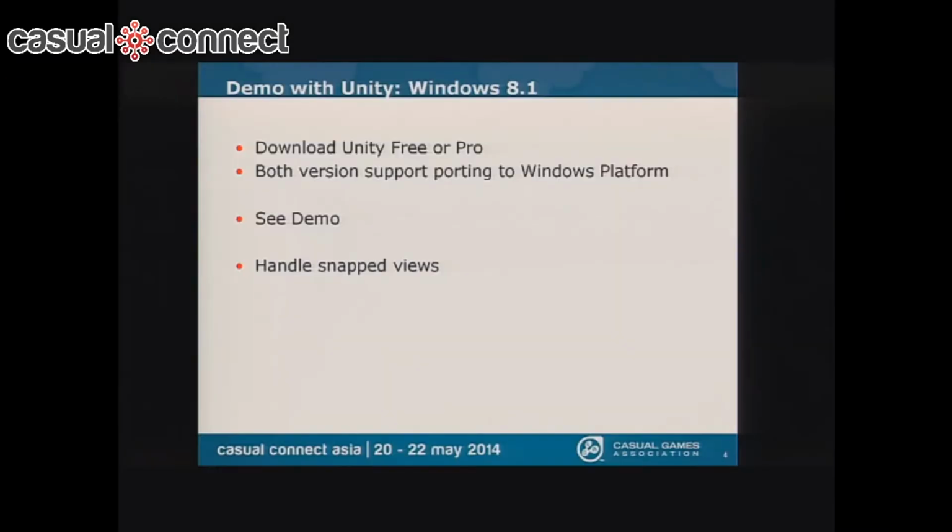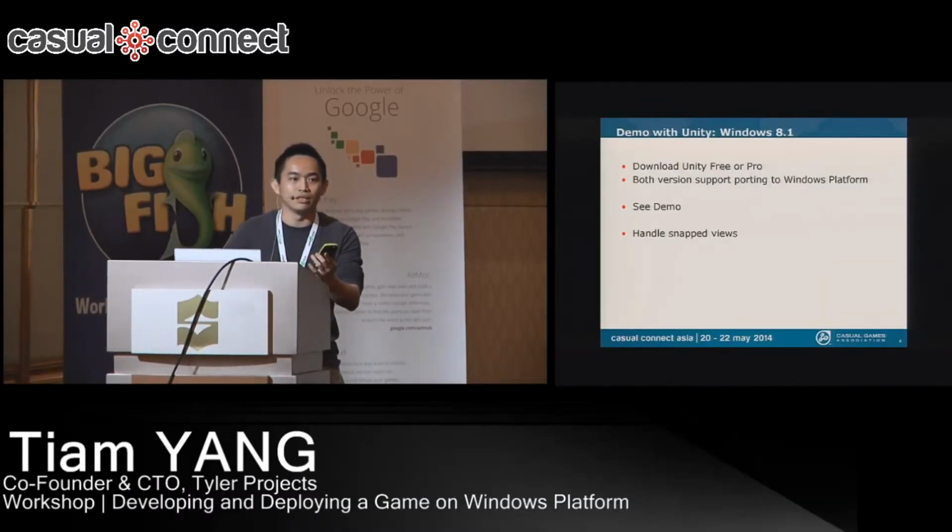I'll just quickly get into the demo for Windows 8.1. As you know, Windows 8.0 will not be supported. So if you have Windows 8, you should upgrade to Windows 8.1, and it's a free upgrade anyway. In our case here, we are using Unity. You can develop and deploy to the Windows platform using either the free version or the pro version. In my case here, I'll just be showing you using the free version.